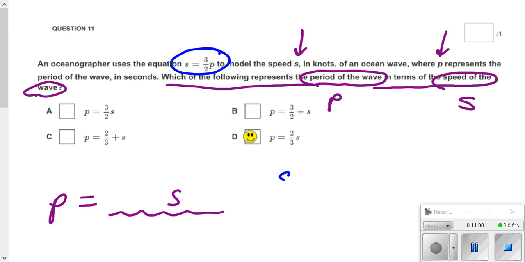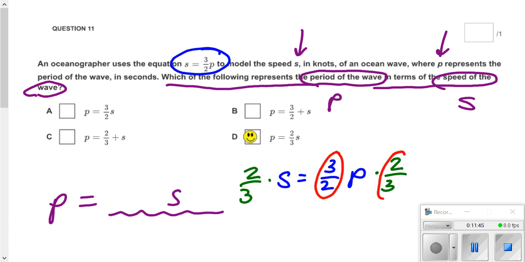So given that I have this to start with, to get p by itself, one possible way to think of this would be I'm going to multiply by 2/3. And that would come to my head because this number times this number are going to equal 6/6 or 1, which would give me p by itself.